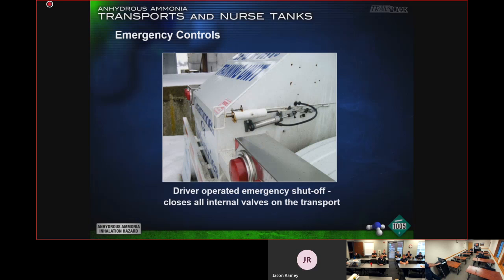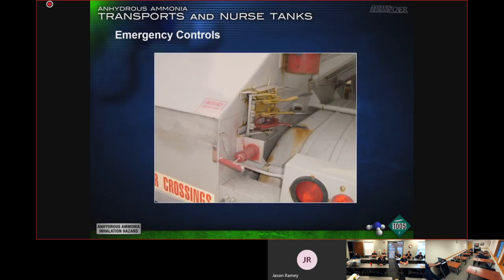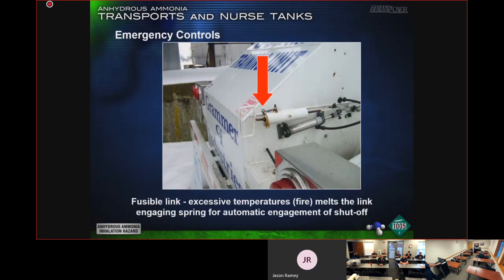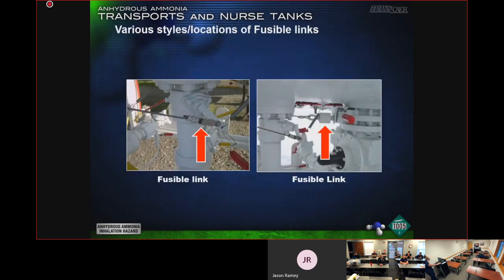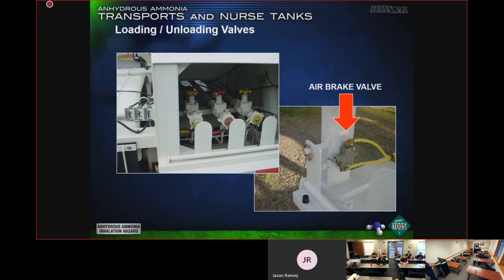There are some hand pull actuated levers, just several different methods. There's air brakes. It can be activated with the brakes, or if those hose lines are ruptured or removed, it again fails in the closed position.